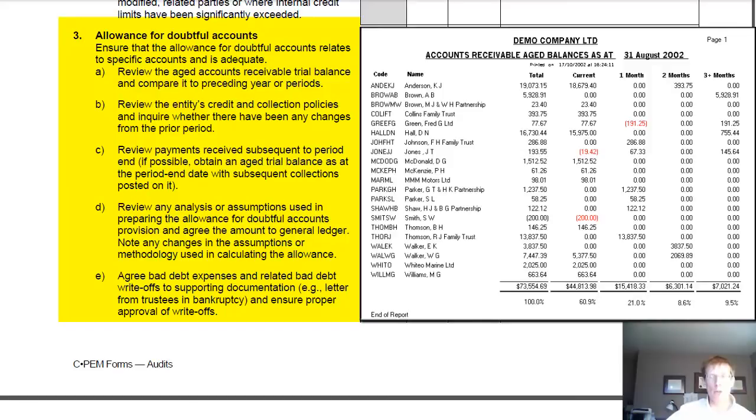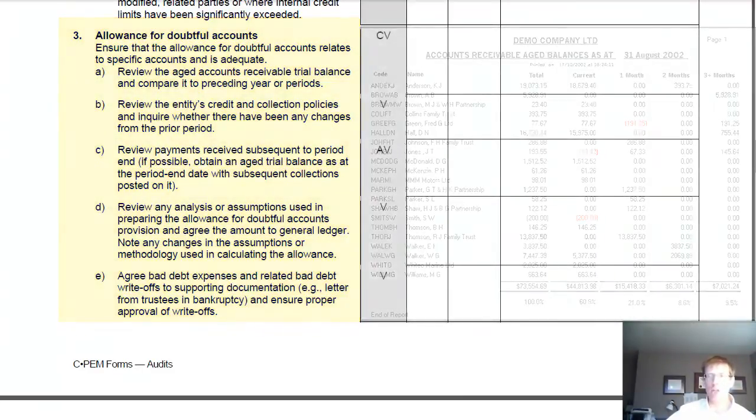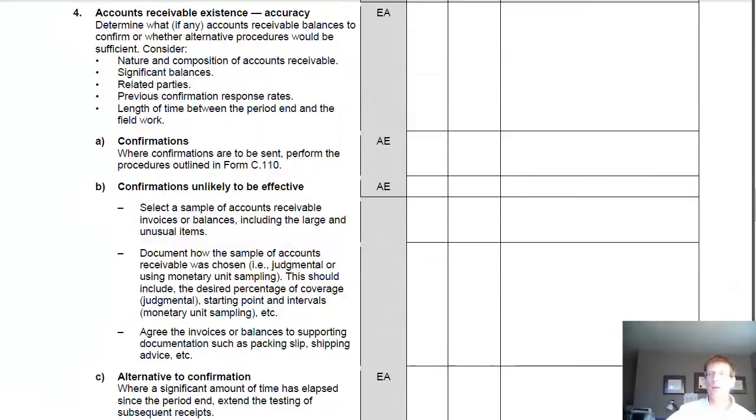We will review the analysis or assumptions used in preparing the allowance for doubtful accounts, and we'll agree the bad debt accounts and related bad debt account write-offs to any supporting documentation looking for appropriate approvals. Here's our fourth procedure, and this is a very common procedure associated with the existence and accuracy of accounts receivable, and this has to do with performing accounts receivable confirmations.